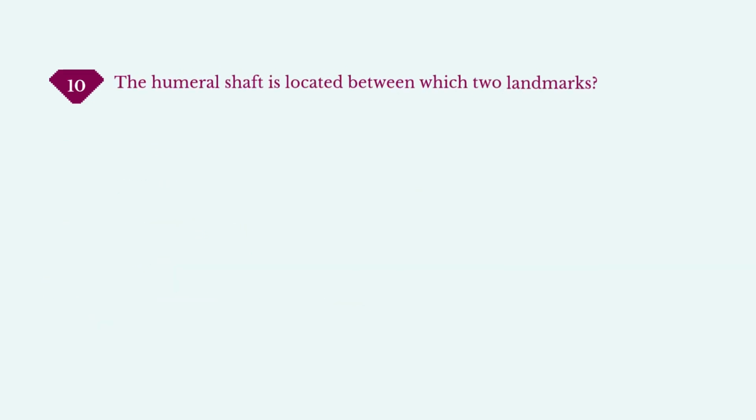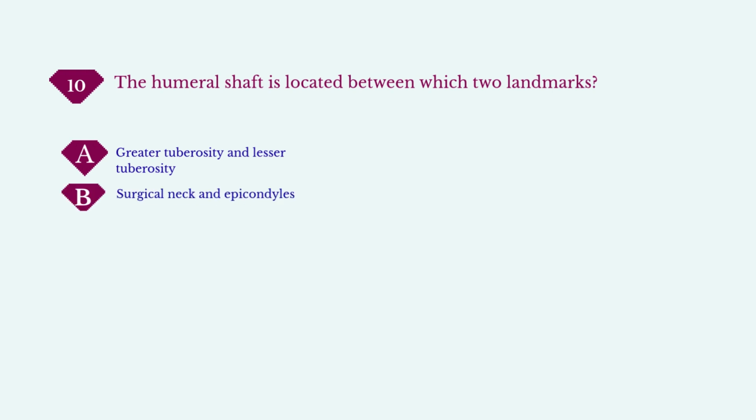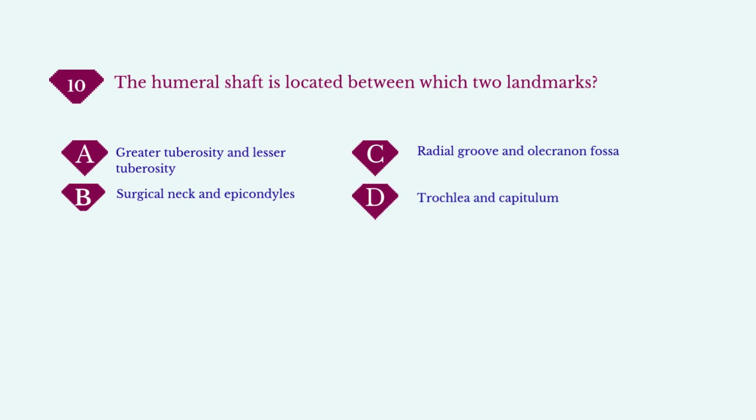The humeral shaft is located between which two landmarks? A. Greater tuberosity and lesser tuberosity. B. Surgical neck and epicondyles. C. Radial groove and olecranon fossa. D. Trochlea and capitulum. Answer: B. Surgical neck and epicondyles.